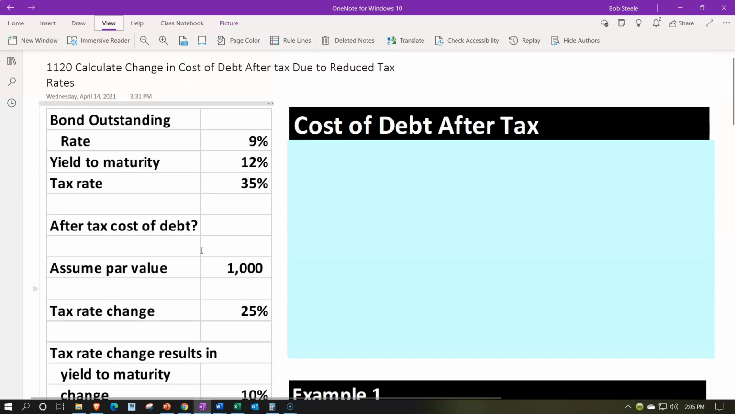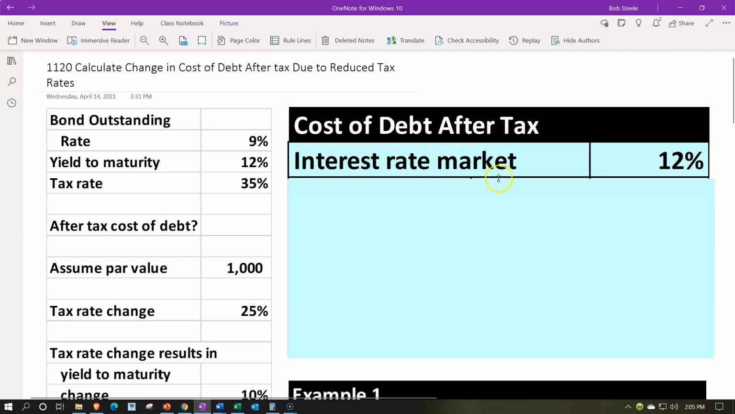Here we go. The cost of debt after taxes, we're going to consider first on a percentage basis, straightforward like the other cost of debt calculations. The only thing different with the bond is that we're considering not the rate on the bond, but the market rate. You've got to pick up the market rate. That could be a little bit confusing because you're probably thinking, hey, when I pay the annual interest, I'm paying at the rate of 9%. Why am I picking up the 12%?